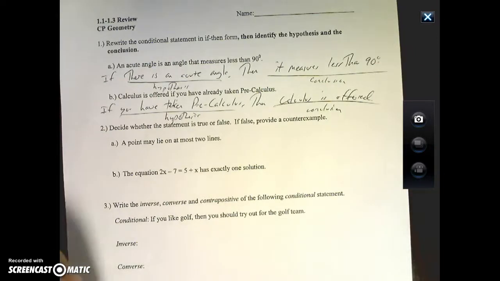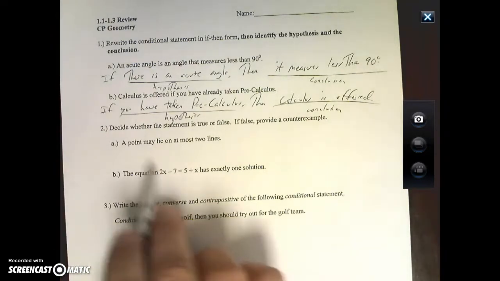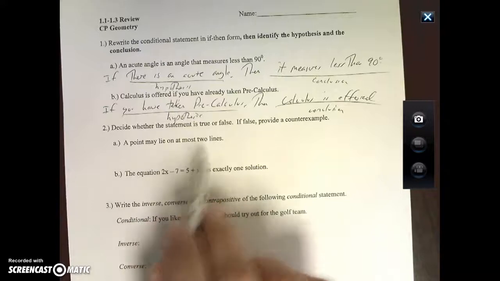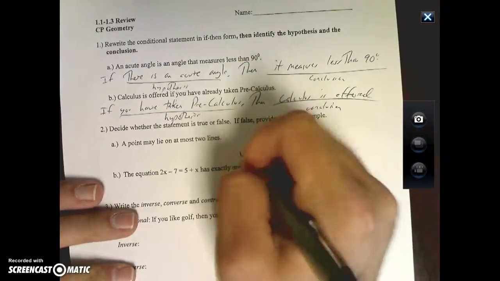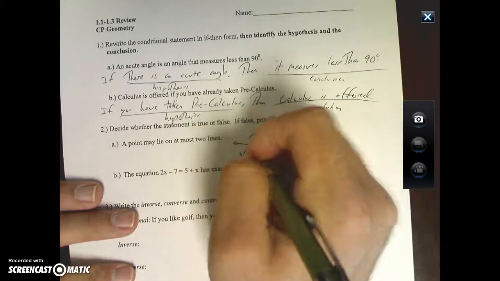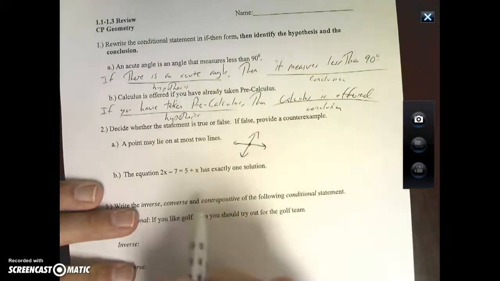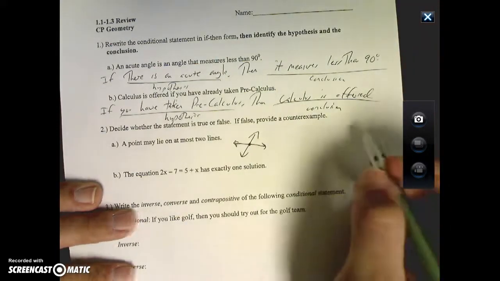Decide whether each statement is true or false. If false, provide a counterexample. A point may lie on at most 2 lines. Okay? So what they're saying is this. Here's a single point, and I can only draw 2 lines through there. Do you think that's true or false?